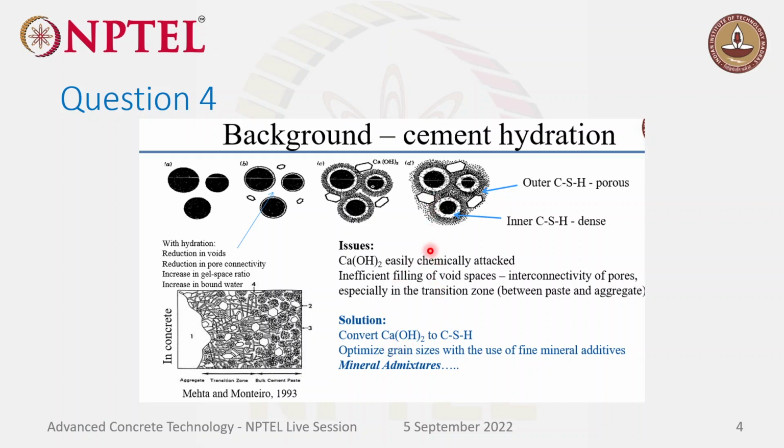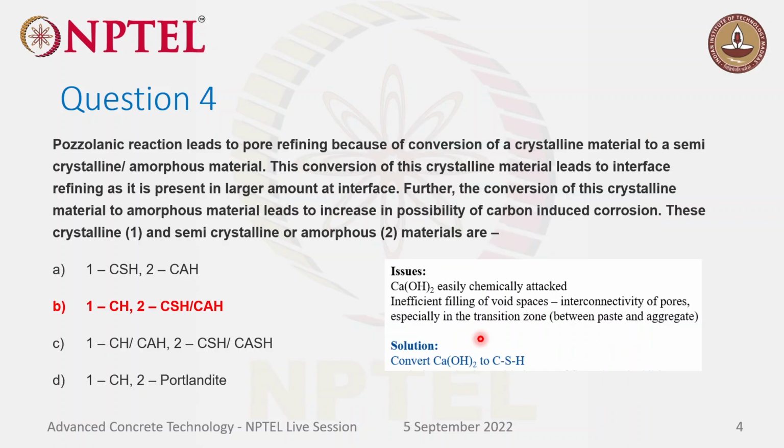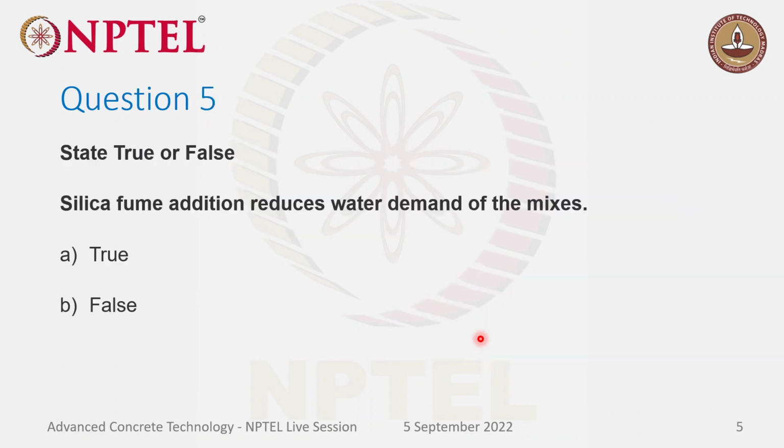So here this portland will be converted into CSH. Okay, I hope you got it. The correct answer is option B. Now let's move to question 5.